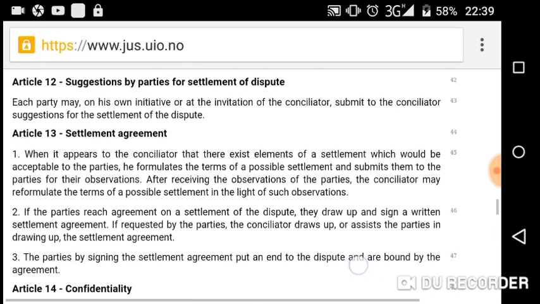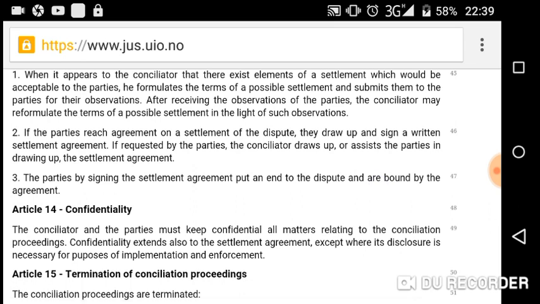Then comes Article 13, subsection 2. If the parties reach agreement on a settlement of the dispute, they draw up and sign a written settlement agreement. If requested by the parties, the conciliator draws up, or assists the parties in drawing up, the settlement agreement. By signing the settlement agreement, the parties put an end to the dispute and are bound by the agreement.